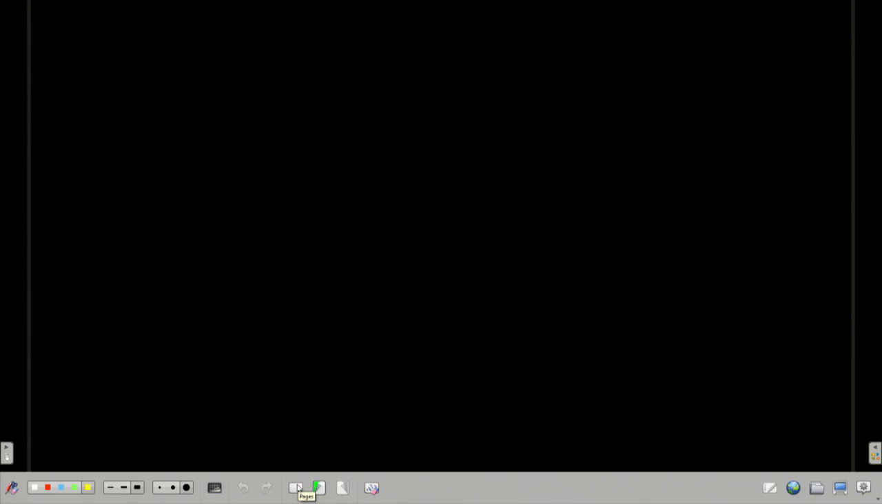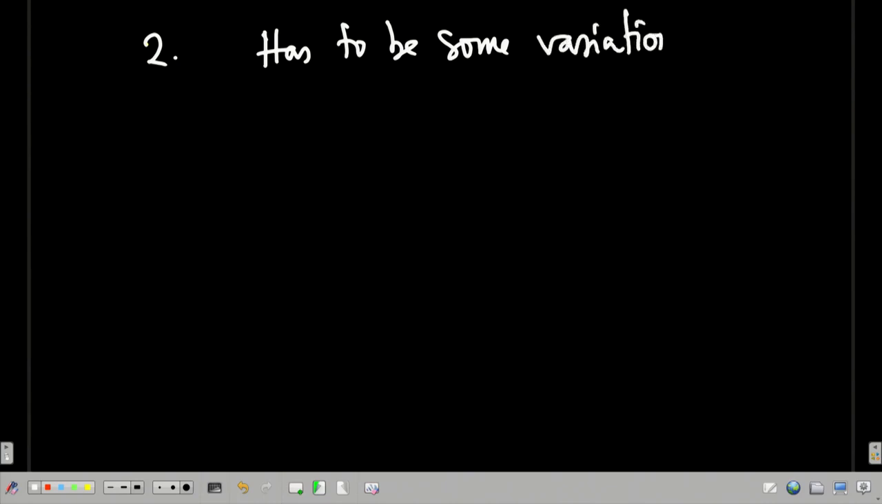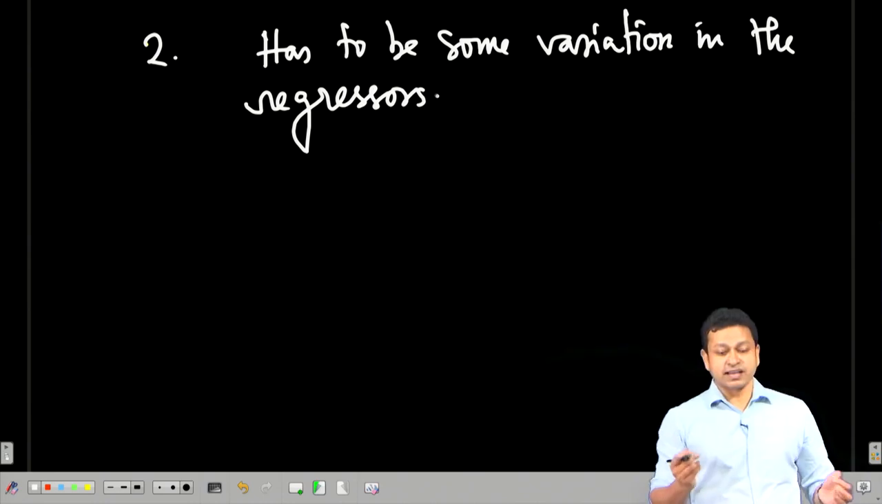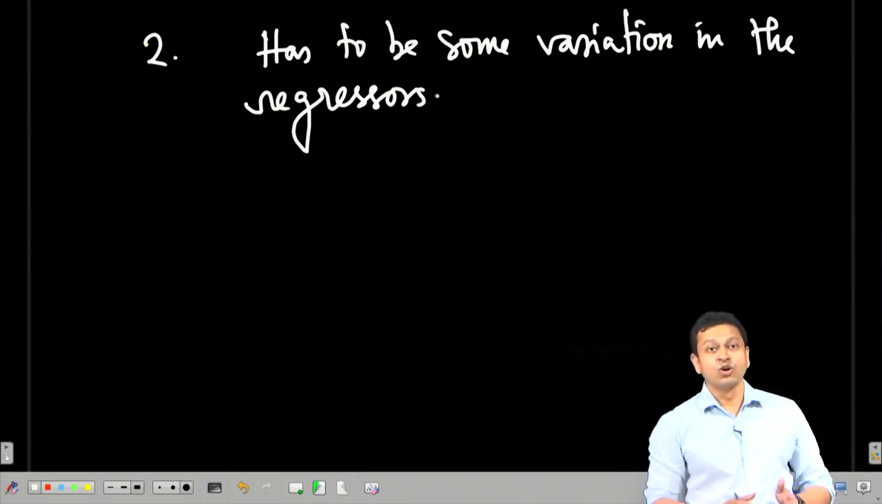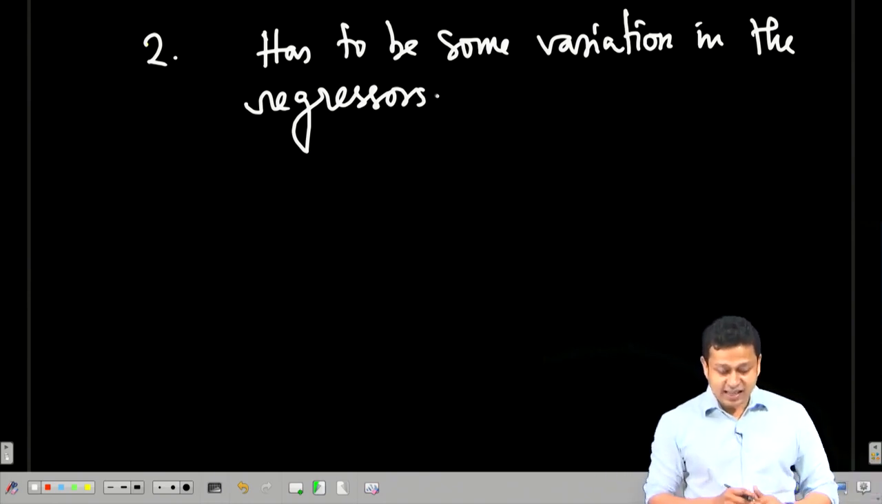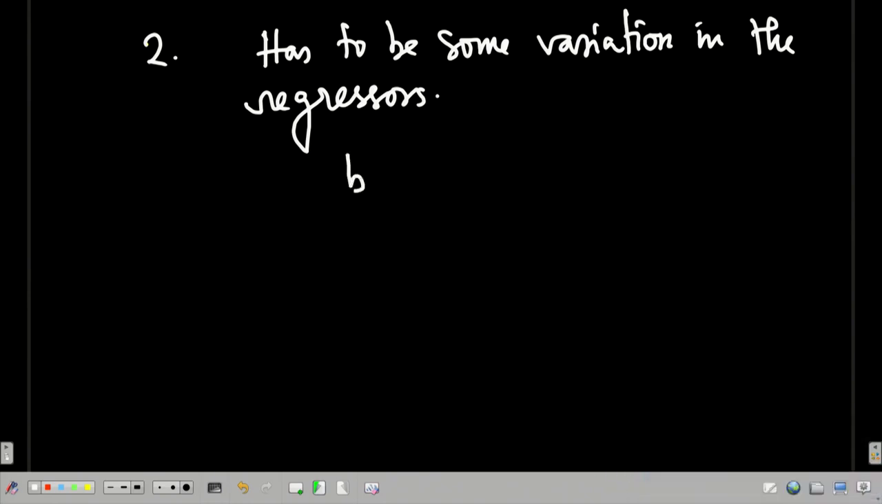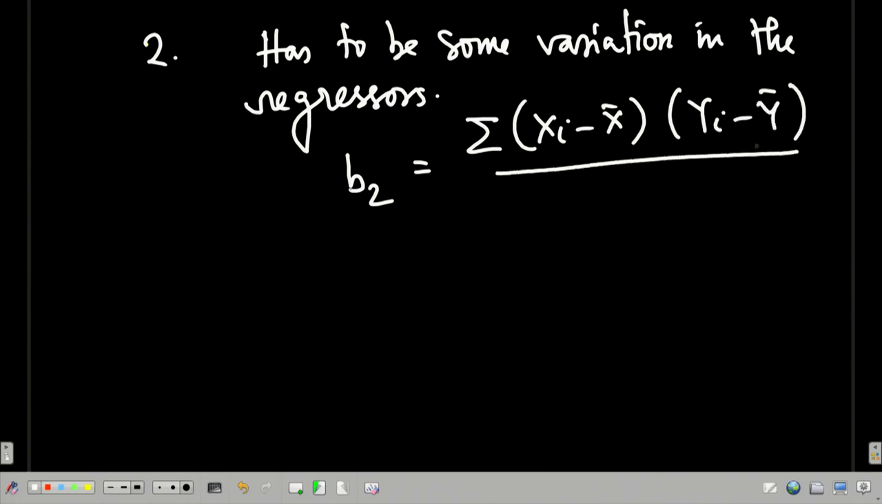The second point is that there has to be some variation in the regressors. What do I mean by that? If x is my regressor here, x cannot have just the same value for all the different observations. Why is that? Because I know that my beta 2, the regression coefficient, is the summation of x i minus x bar times y i minus y bar, divided by the summation of x i minus x bar whole square.